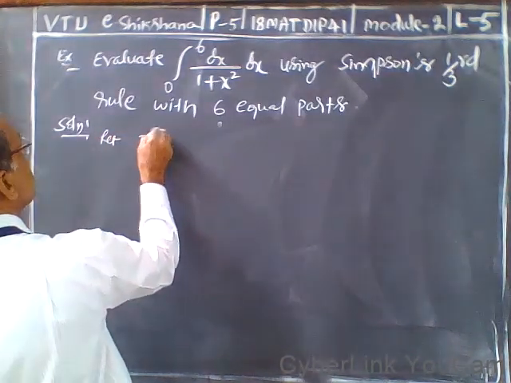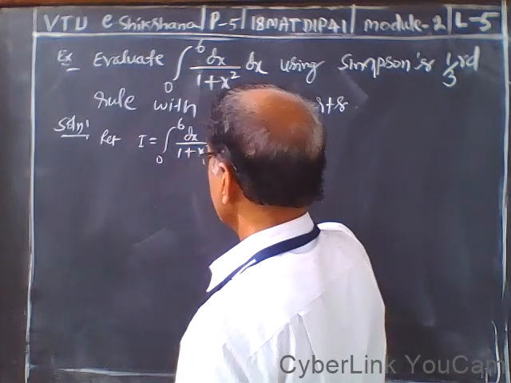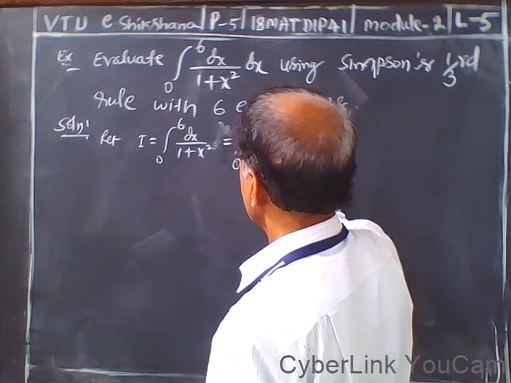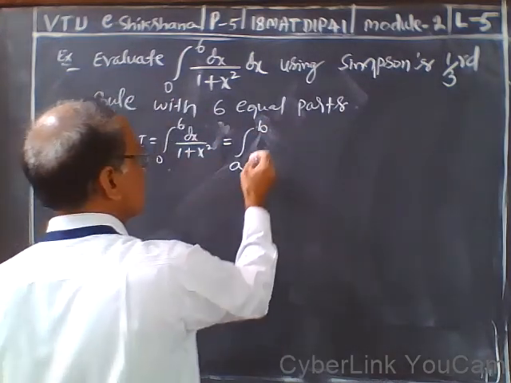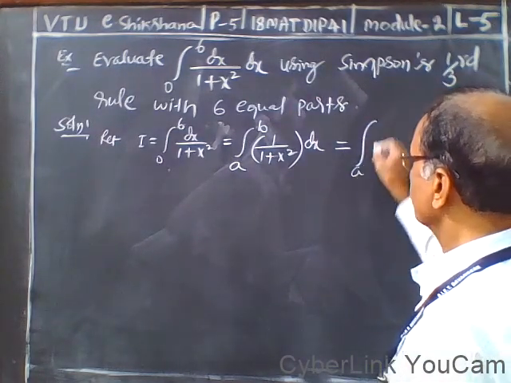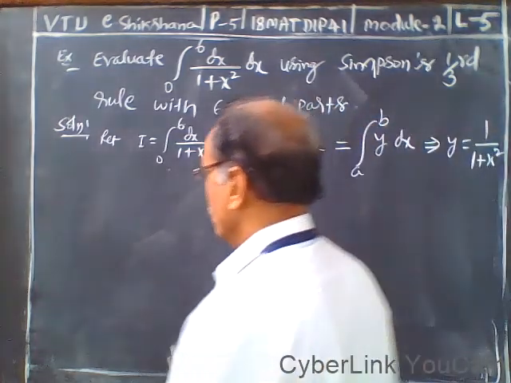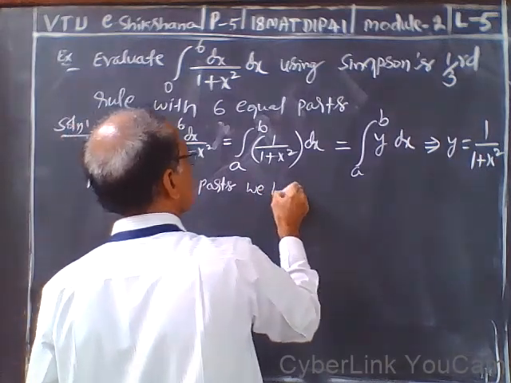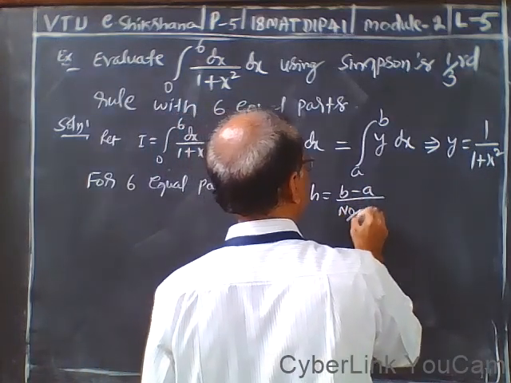From the given problem, I is equal to the integral from 0 to 6 of dx divided by 1 plus x square. This can be taken in the general form, from a to b, of 1 divided by 1 plus x square dx. This clearly implies the integral from a to b of y dx, which implies y is equal to 1 divided by 1 plus x square. Now, for 6 equal parts, we have h is equal to b minus a divided by the number of equal parts.